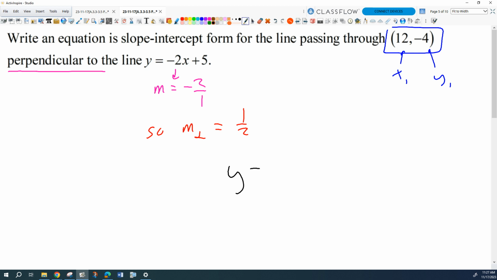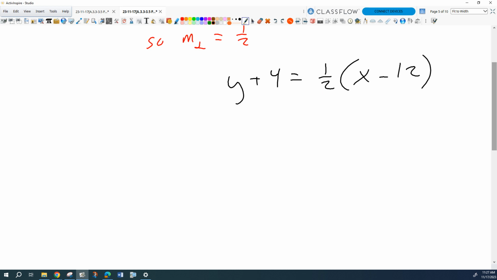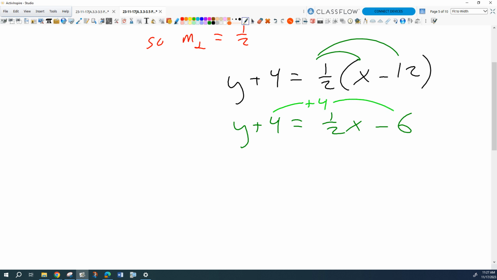And so then all I've got to do is just plug that stuff into point slope. So y minus negative 4 equals m, which is 1/2 times x minus 12, right? And then what are my 2 steps here? We don't even have to finish it. What would my 2 steps be? Distribute and add 4. Let's go ahead and do it. So if I distribute, I get y plus 4 equals 1/2 x minus 6. And then you told me add. So I'm going to add 4.